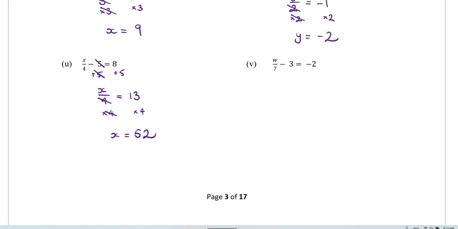Part V, w over 7 minus 3, the opposite will be to add 3. So we have w over 7 equals negative 2 plus 3 is 1. Then times the 7, and we get w equals 1 times 7 is 7.